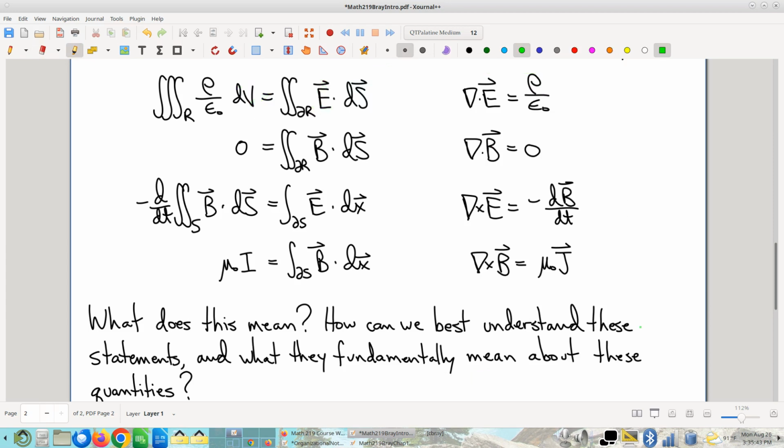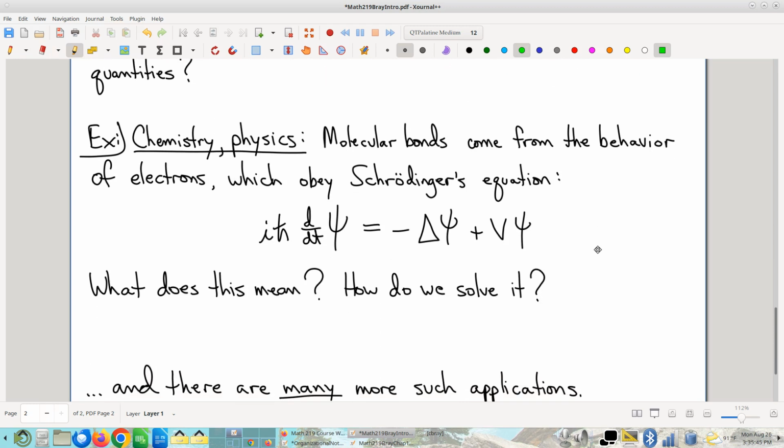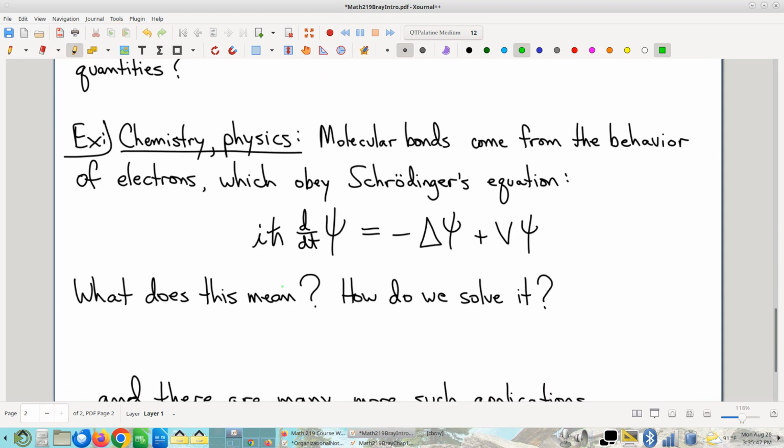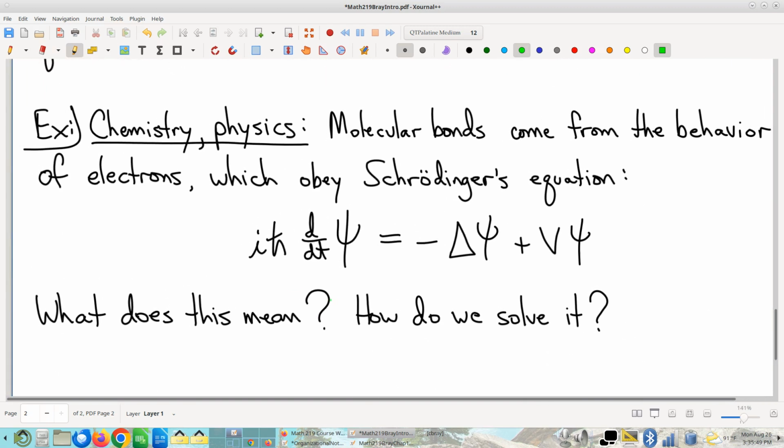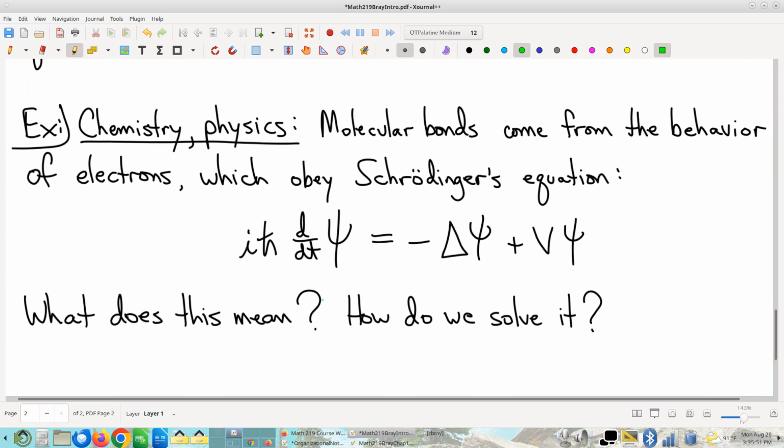Okay. And then the last example I'm going to show you is from physics, arguably chemistry, depending on how you look at it. Let's take the chemistry point of view on this. If you're a chemistry major, possibly, you're going to have to understand molecular bonds. How do molecular bonds work? Well, they come from the behavior of electrons. What controls the behavior of electrons? Well, Schrodinger's equation. That's this right here.